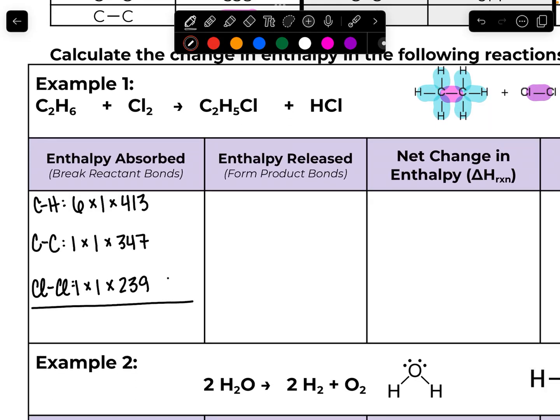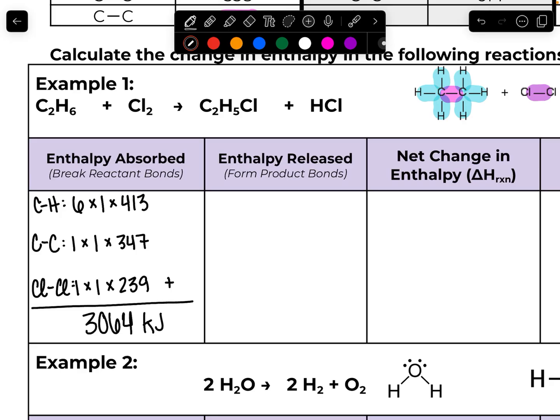So when I sum these all together, this is going to be the total energy that I have to put in to my system. I'm going to do this really quick on my calculator for us. So 3064 kilojoules is the amount of energy that has to be absorbed.